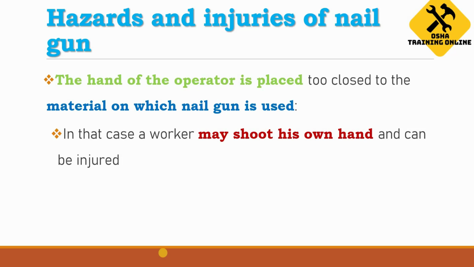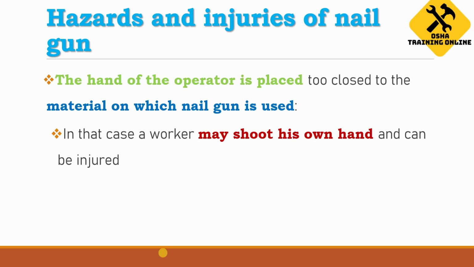This is really a simple concept. For example, an operator is driving nails from the nail gun machine into a wood, and if in that case he has placed his hand near the aiming area of the wood, then nails can be driven into his hand instead of the wood.